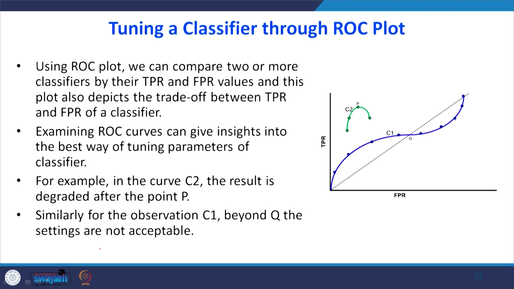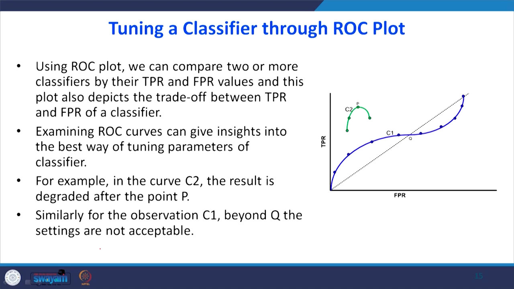Now, tuning a classifier through ROC plot. See that I have two categories of ROC plot. Let us see which is better and why. Using the ROC plot, we can compare two or more classifiers by their TPR, that is the true positive rate, and false positive rate values, and this plot also depicts the trade off between true positive rate and false positive rate of a classifier.